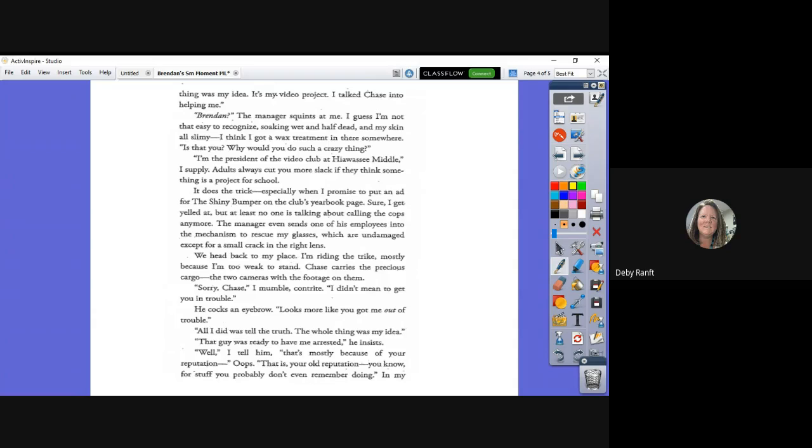So when we are looking at dialogue as a reader, we are looking for a couple of things. Number one, we're looking for quotation marks, right? At the beginning and at the end of what the person says. That's what lets us know the talking has started and the talking stopped, right? We're also looking for a capital at the beginning and a punctuation at the end, okay?